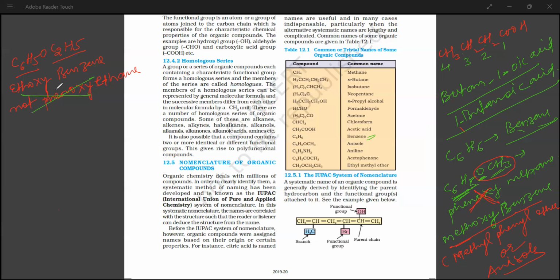So it will be ethoxybenzene, and its common name will be phenetole, or ethyl phenyl ether. Fine. So like this, they have given anisole only, but I took phenetole also. Now see some more examples we'll be discussing here.